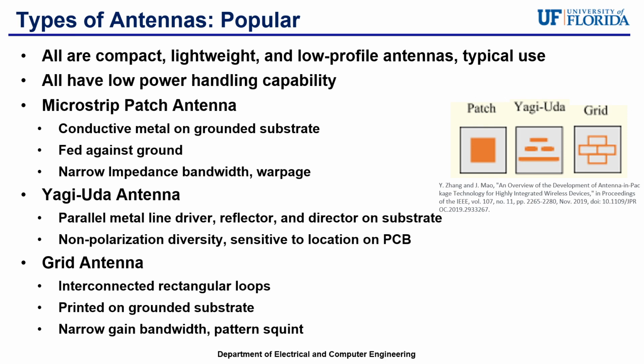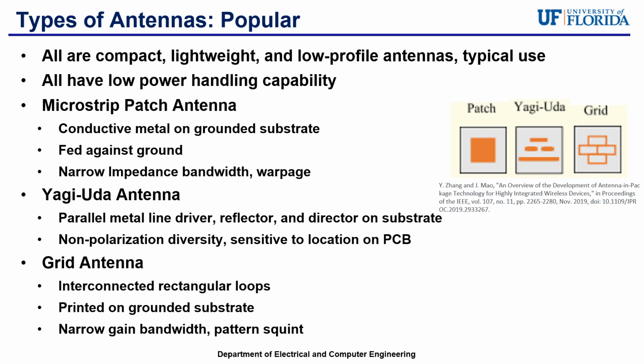And the most common types of aperture antennas are microstrip patch antennas, Yagi-Uda antennas, and grid antennas. Microstrip patch antennas have a conductive metal on a grounded substrate that is fed against the ground. Some of the disadvantages for patch antennas are that they have a narrow impedance bandwidth and are susceptible to warpage.